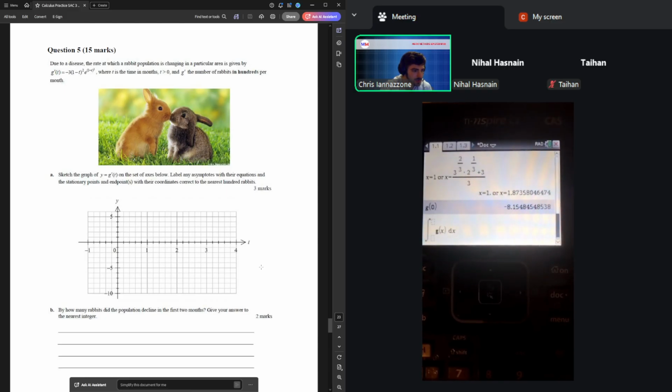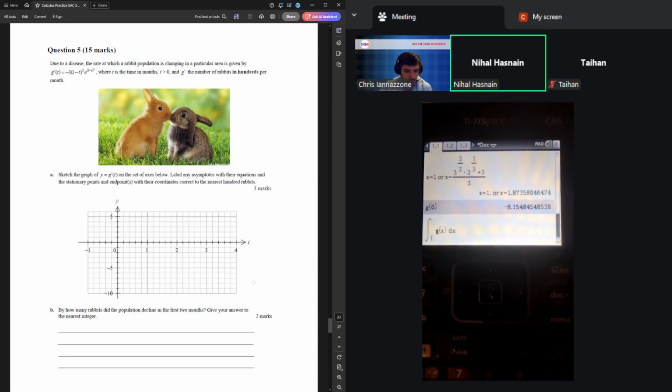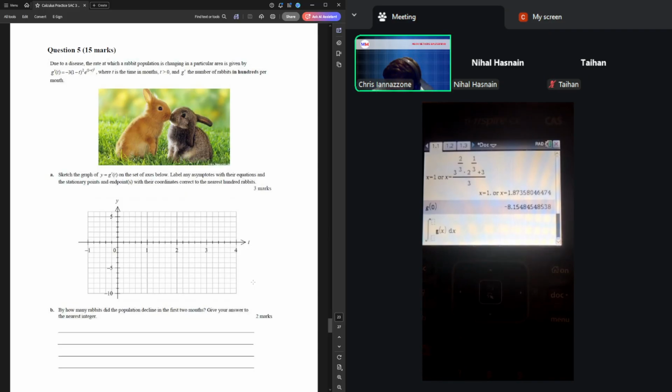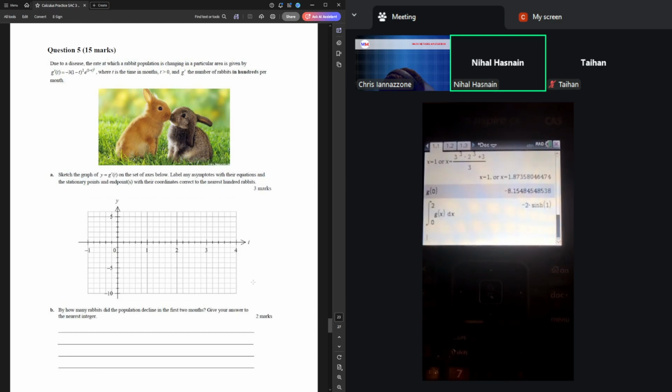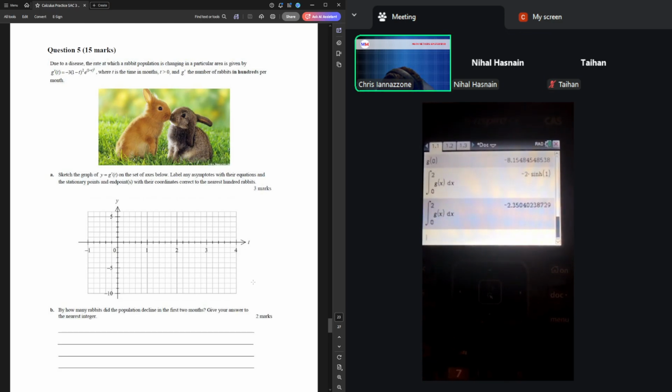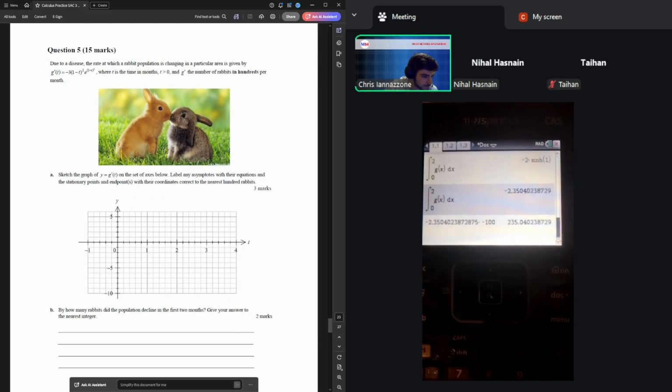What's the boundary on our integral going to be? 0 to 2, because it's from month 0 to month 2. That's exactly what it should end up being. Now that's going to give you, in terms of the decline, which is why it's negative, you're obviously just going to flip that to being positive and multiply by the 100 for 235 there.